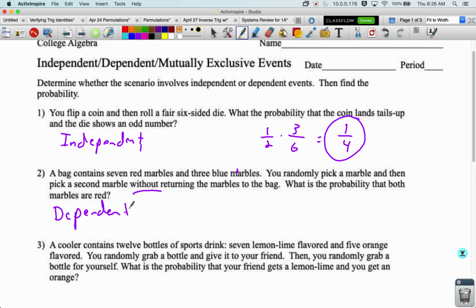So dependent. All right. You've got 7 and 3, so you've got a 7 out of 10 chance that the first one is red. But then 1 red is gone and 1 marble is gone, so you've got a 6 out of 9 for the second. Multiply these together and you get 42 out of 90. This can be simplified. They're both even, so 21 out of 45. They're both divisible by 3, so 7 out of 15.